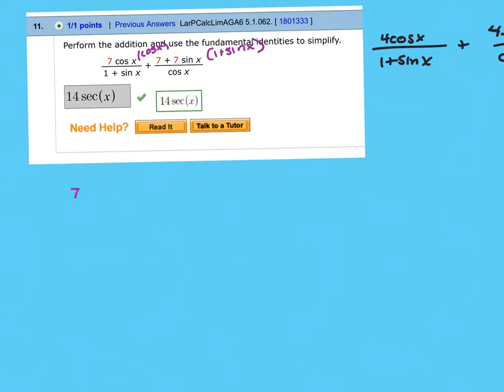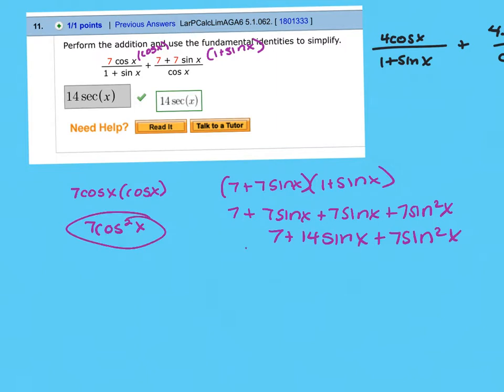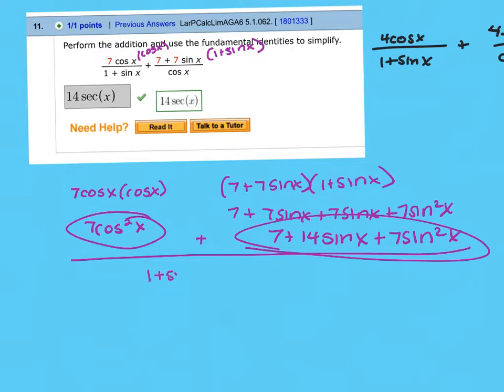So I get 7 cosine of x times cosine of x, which is 7 cosine squared of x. And then I get 7 plus 7 sine of x times 1 plus sine of x. And that has to get FOILed. 7 plus 7 sine of x plus 7 sine of x plus 7 sine squared x. 7 plus 14 sine x plus 7 sine squared x. So this is the top of the left one and this is the top of the right one, which means I'm going to add them together and put them all over 1 plus sine of x times cosine of x.